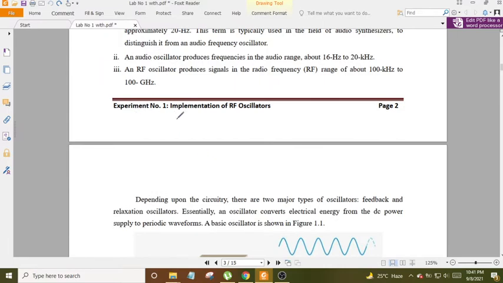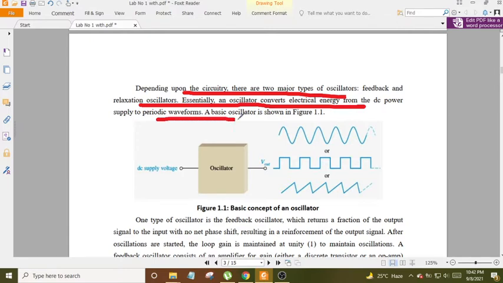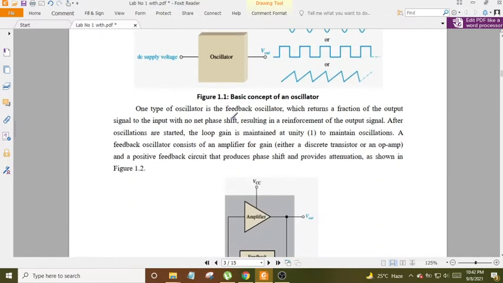Experiment No. 1. Implementation of RF oscillators. Page 2. Depending upon the circuitry, there are two major types of oscillators: feedback and relaxation oscillators. Essentially, an oscillator converts electrical energy from the DC power supply to periodic waveforms. A basic oscillator is shown in Figure 1.1. Figure 1.1. Basic concept of an oscillator.